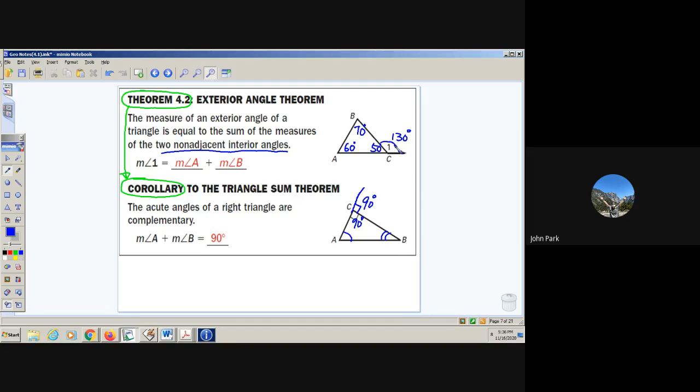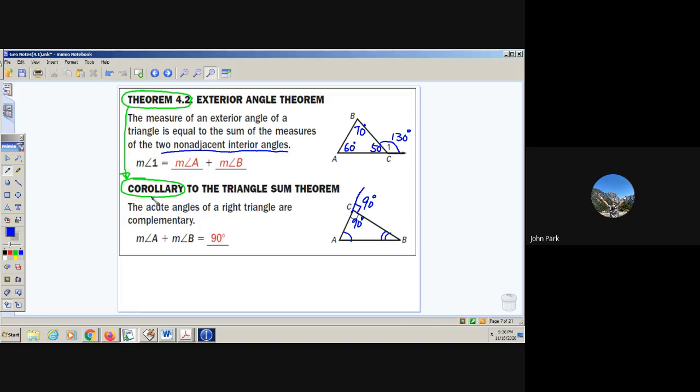So any exterior angle on the outside is going to equal the two non-adjacent, so not the one that's next to it, but the two that are far away. So it's also called the two remote interior angles because remote means kind of far away. You know how you have a remote control that controls things from far away. So those are also called the two remote interior angles.